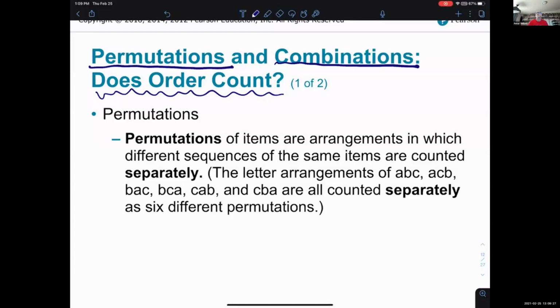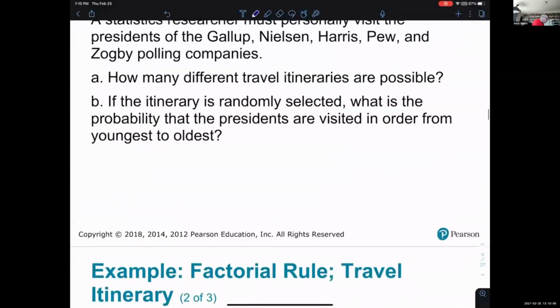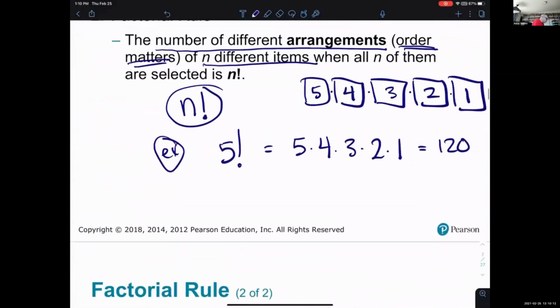Permutations of items are arrangements in which different sequences of the same items are counted separately. And so they're giving letter arrangements, which I was just discussing. The letter arrangements of A, B, C, A, C, B, B, A, C, et cetera, are all counted separately as 6 different permutations. So what they're saying is if you took those 3 letters, A, B, C, and you talked about all the different ways that you could order those, that's an example of a permutation. And from our previous discussion, that's also an example of an arrangement.